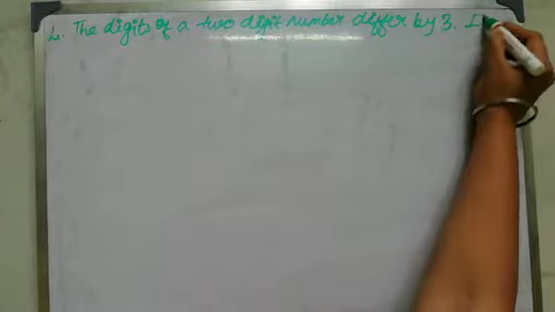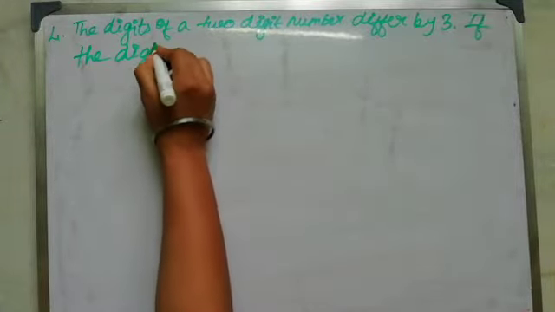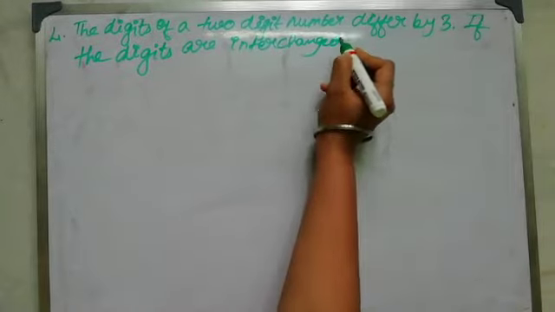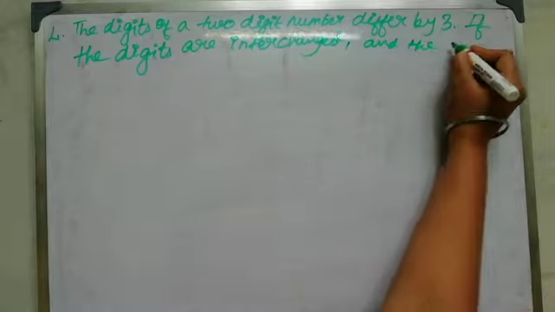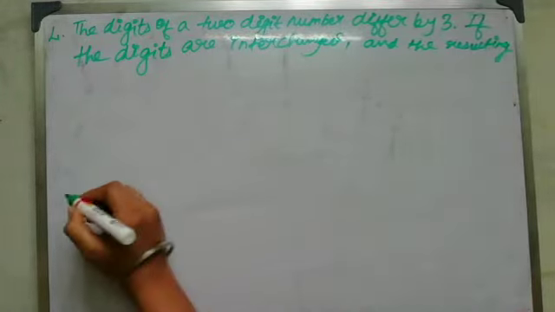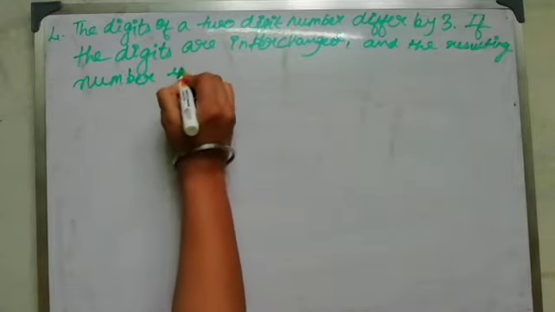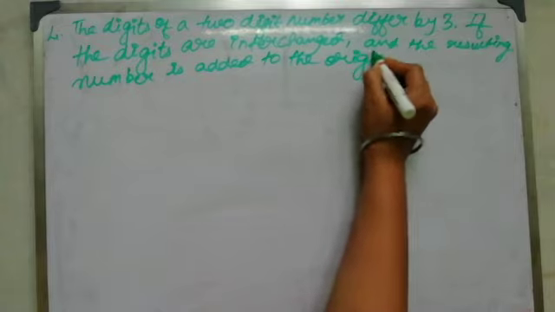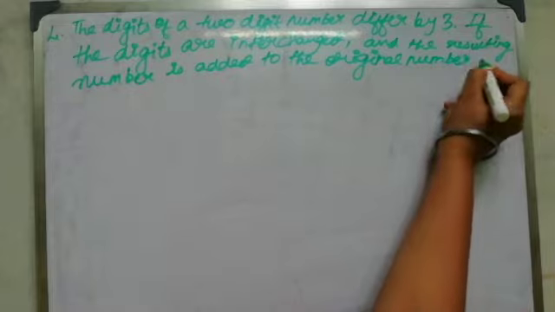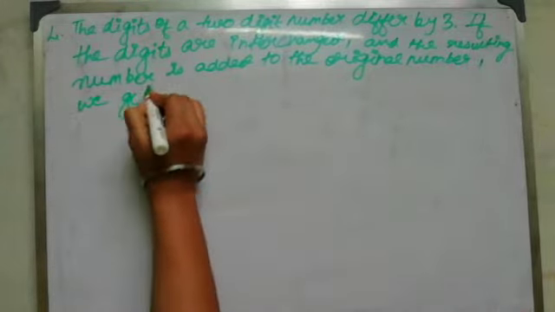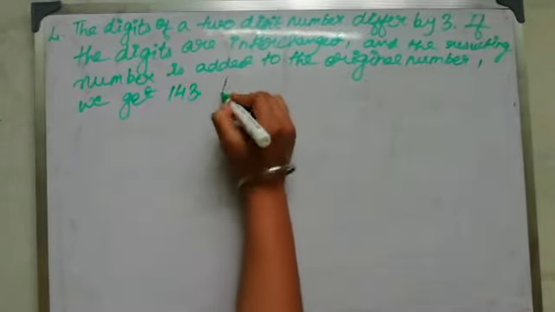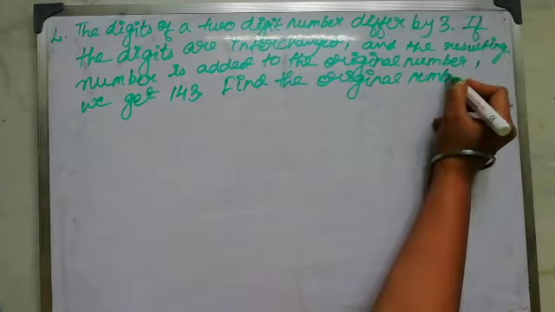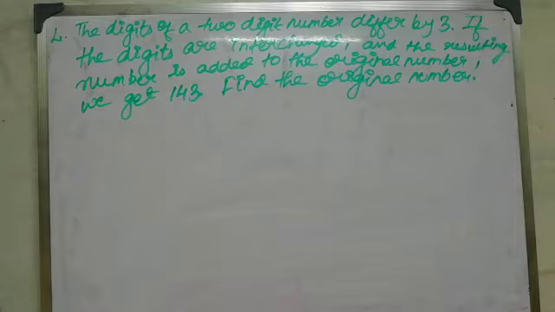There is a 2-digit number and the difference between its digits is 3. Clear? Now, if the digits are interchanged, and the resulting number is added to the original number, we get 143. Find the original number.